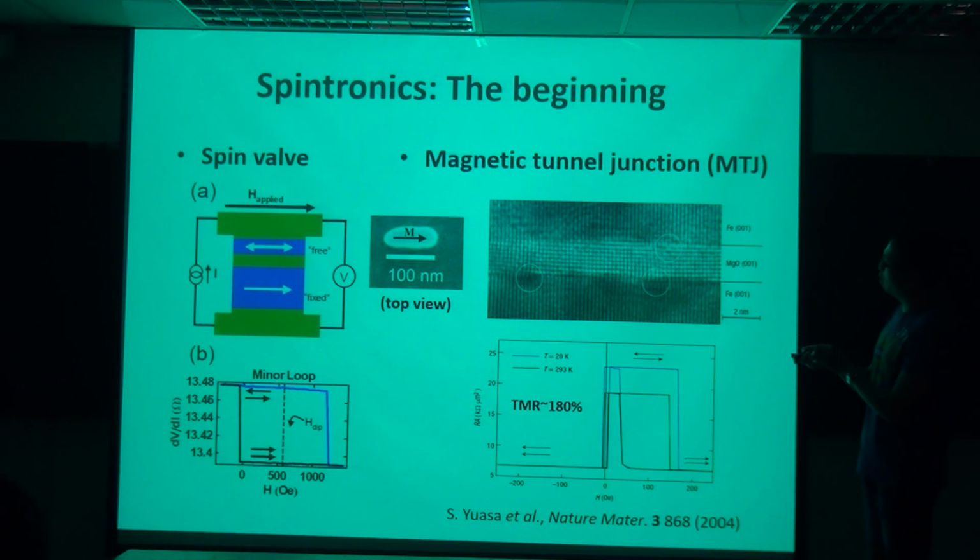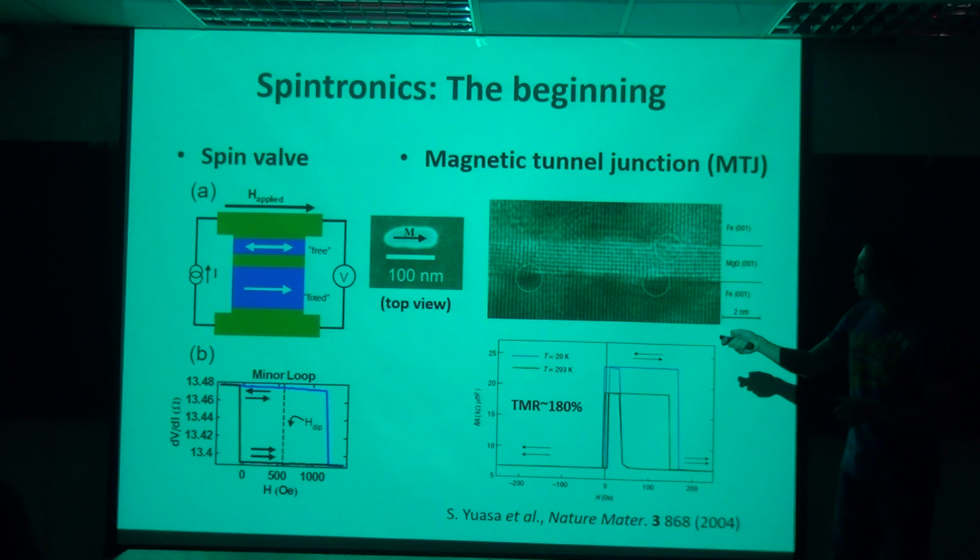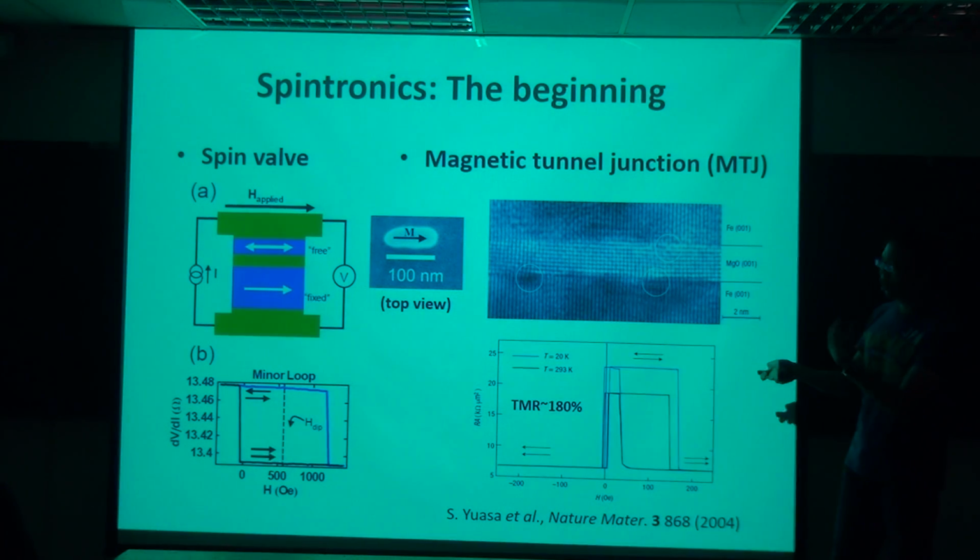So this is an SEM image of the top view of this nanopillar. And you can see that the long axis is about 100 nanometers. If you send current through it and you measure the voltage between the top electrode and bottom electrode, and then you sweep the magnetic field at the same time, you'll see a small resistance change depending on the configuration of these multilayers.